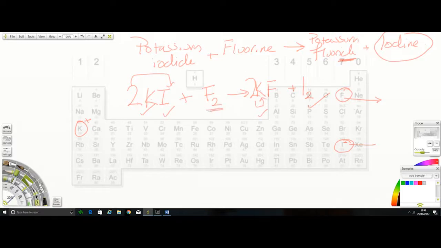So now I've got 2 potassiums here, and 2 potassiums here, so that's correct. Let's check the fluorine now. I've got 2 here, and 2 times that 1 is 2 fluorines, so it's correct. It's nice and balanced.